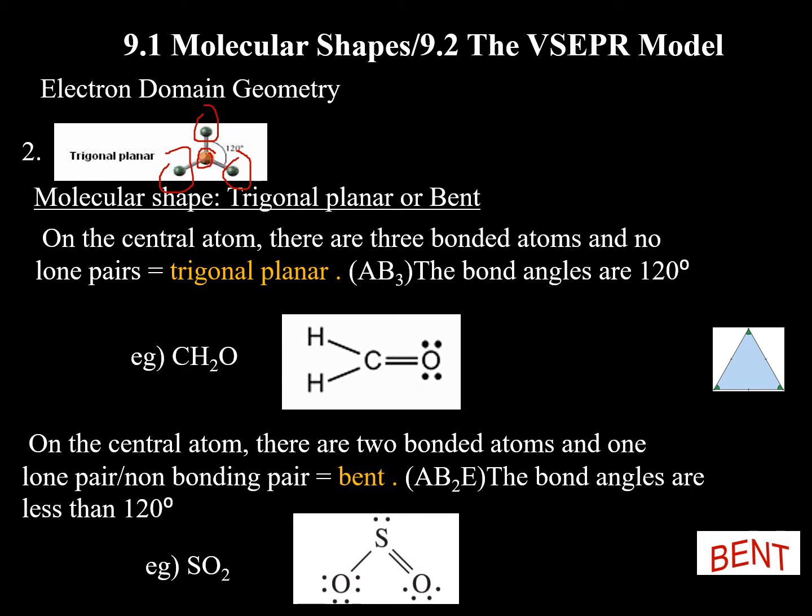CH2O, formaldehyde. Here, this is the correct Lewis structure. On the central atom we have one group, two groups, three groups attached, and no lone pairs. When you have three groups and no lone pairs, we say it's trigonal planar. Within the trigonal planar family, there's another example here: SO2, sulfur dioxide. If we focus on the central atom, this is the correct Lewis structure. We have one group, two groups attached, and a third group, which is a lone pair. So when you have two bonding pairs and one lone pair, we say this is a bent molecule.